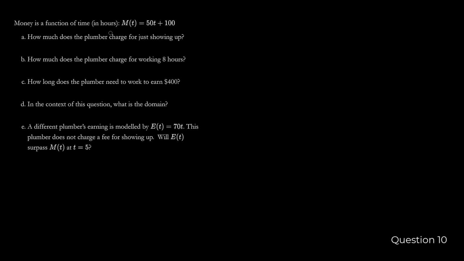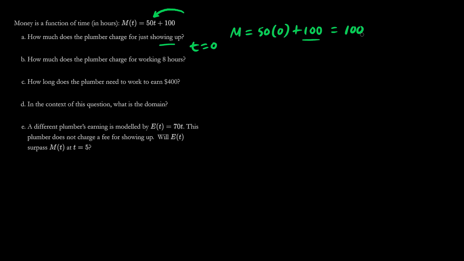Money is a function of time in hours. M of t equals 50t plus 100. How much does the plumber charge for showing up? So we're going to say that the plumber makes $50 per hour. The number 50 is in front of the t. When you show up, t equals 0. So the initial money is 50 times 0 plus 100. So the plumber makes $100 for being inconvenienced and just showing up.